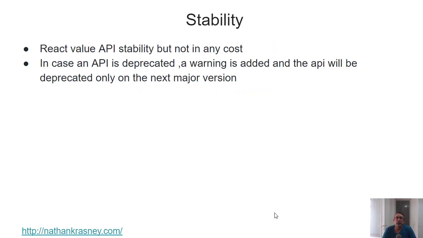Stability. It is important to keep the stability of the API, because if an API has 2 arguments and tomorrow it changes to 3 arguments, then all the apps that are using it will break. So you want to keep the API stable, but not at any cost. There may be cases where React decides to change an API, and so the API is deprecated, but React will warn developers. It will add a warning about this API, and only in the next major version will the change take effect.